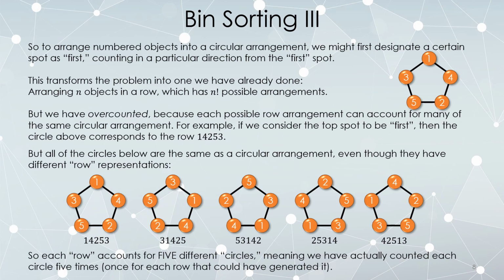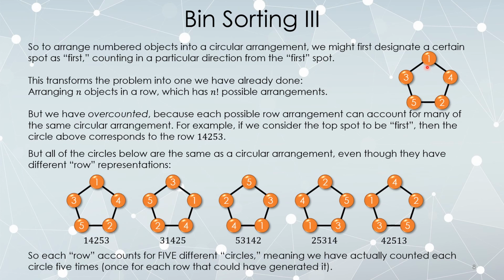So each circle is actually 5 different rows because, in fact, there were 5 different positions I could have considered as the first one. So we've actually counted everything 5 times. Every circular arrangement has been counted 5 times. While these are all the same circular arrangement, I would have counted them as 5 different rows, because there were 5 different positions that I could have considered as first.